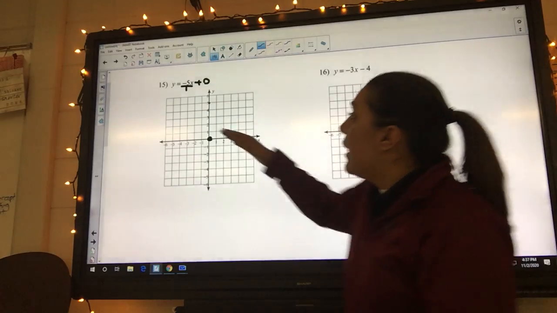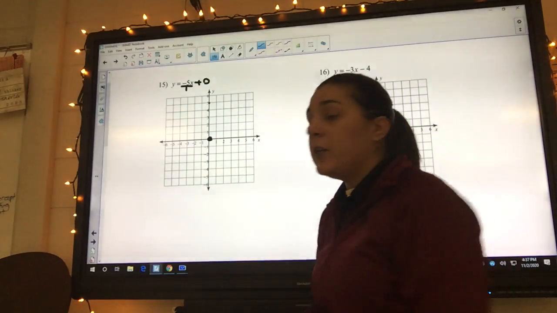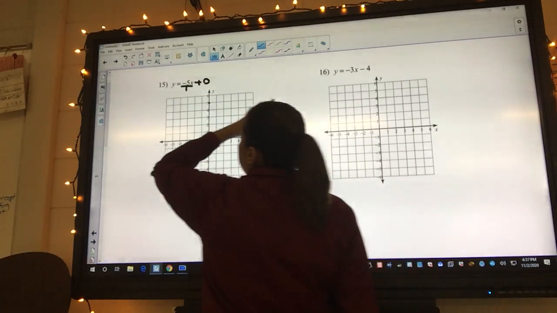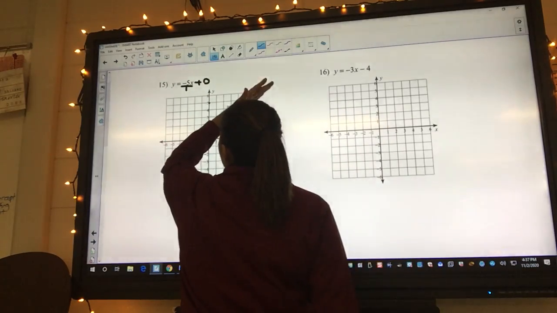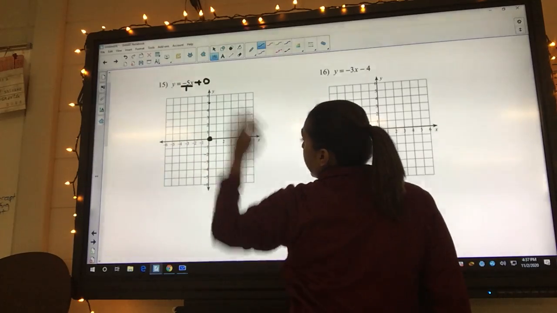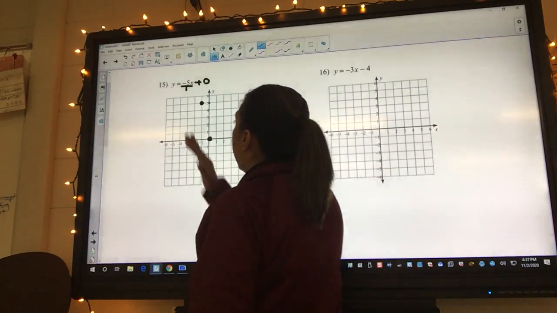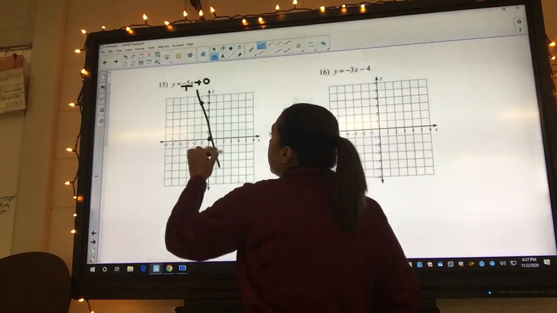Okay, but I have a negative slope, so which way should my line be going? Should it be going this way, or should it be going this way? Which one is positive, which one is negative? Well, this way is positive, and this way is negative. So I want my line to go over this way because I need a negative line.